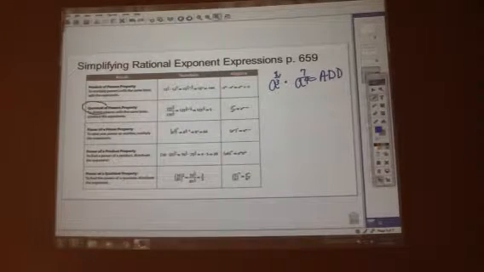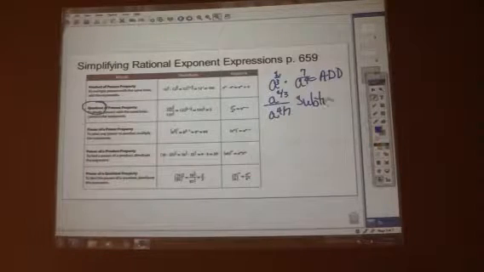The second one, quotient of powers. Now remember, quotient means the answer to a division problem. So if I have, let's say a to the 2/3 divided by a to the 4/7, when I divide with fractions or with exponents, I subtract. Okay, so when you multiply, you add. When you divide, you subtract. Here again, if they're fractions, I have to get common denominators.